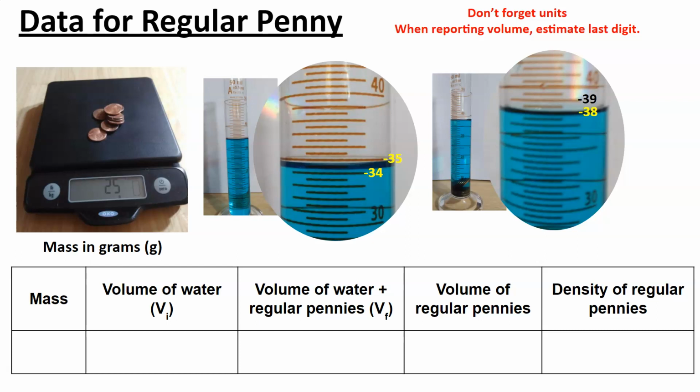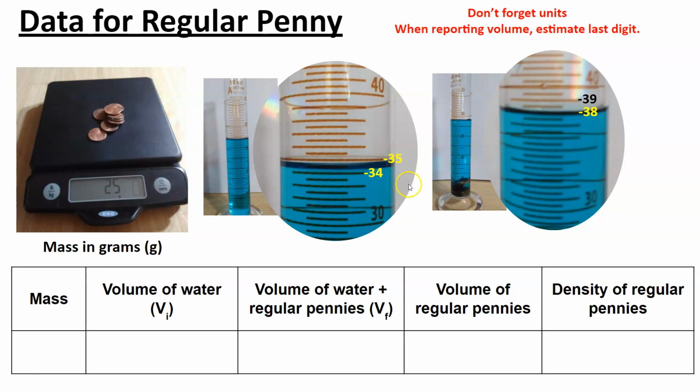All right, so now you're going to do the same thing. That first table is filled out for you in your lab. So going to your lab now, this second table is not filled out for you, so you have to fill this out yourself. Now this is the data for a regular penny. So here we have the image of the electronic balance. This is the mass in grams. Here we have the volume of the water by itself, and then the volume of the water with the coins.